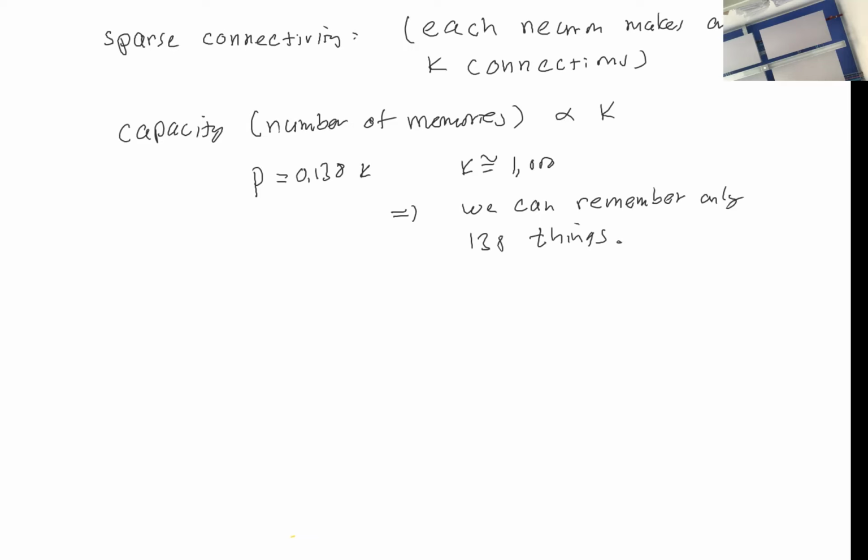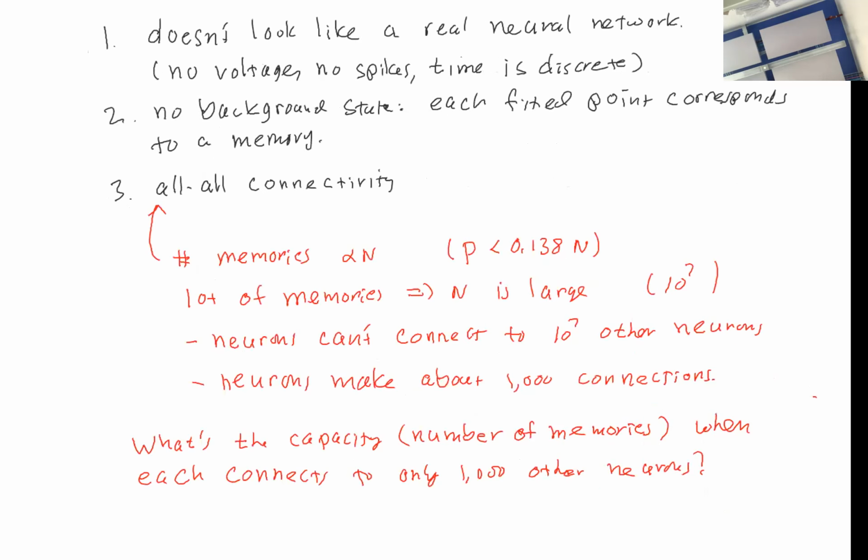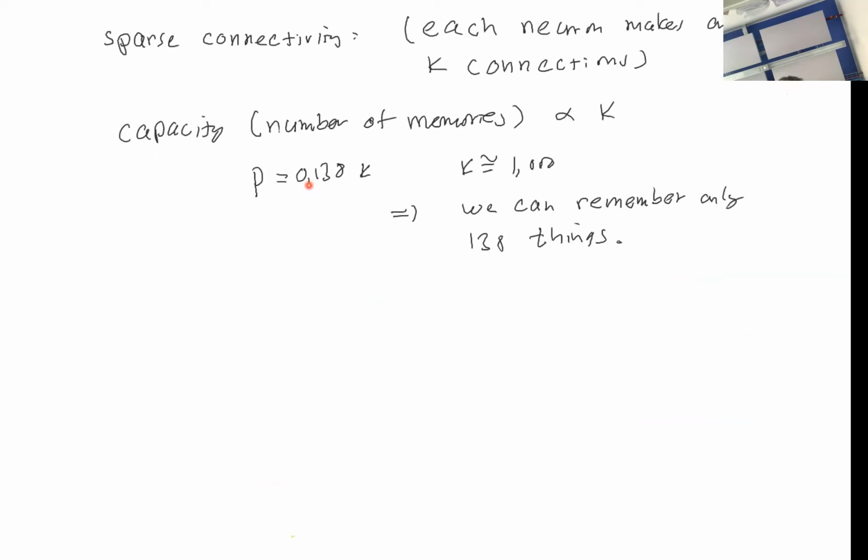So we go back to here. We wrote down some problems with the Hopfield network, and sparse connectivity is a really serious one. So is this model dead?